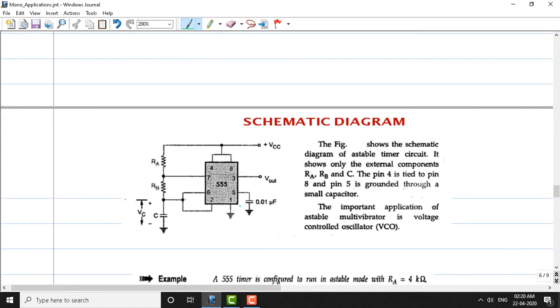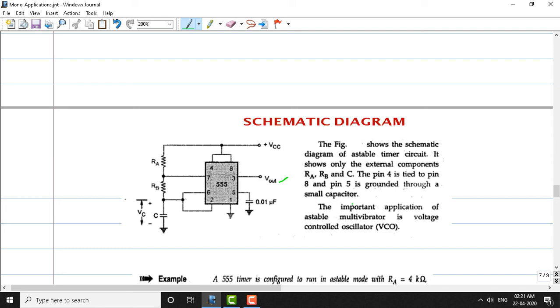Now this is the schematic diagram of an astable multivibrator. We have an Ra, Rb, and a capacitor, and the output is taken at pin number 3. One observation you have to make here: pin number 4 and pin number 8 are short circuited. Pin number 4 is reset, and that should always be high for normal operation, and pin number 8 is the VCC. So these two pins are short circuited. Pin number 5 is grounded via a small capacitor.